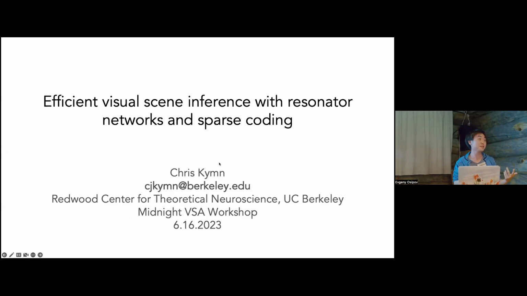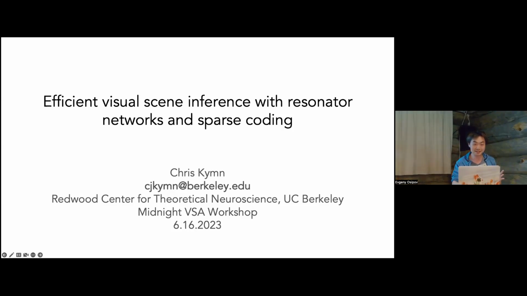So I'm mainly going to be talking about resonator networks and my efforts to combine them for visual tasks involving sparse coding. This is work that I'm hoping to push out as soon as possible. And I thought I would use this as an opportunity to collect some feedback and have some good discussion. So please, if you have questions or ideas or constructive comments, would love to hear any and all of that.